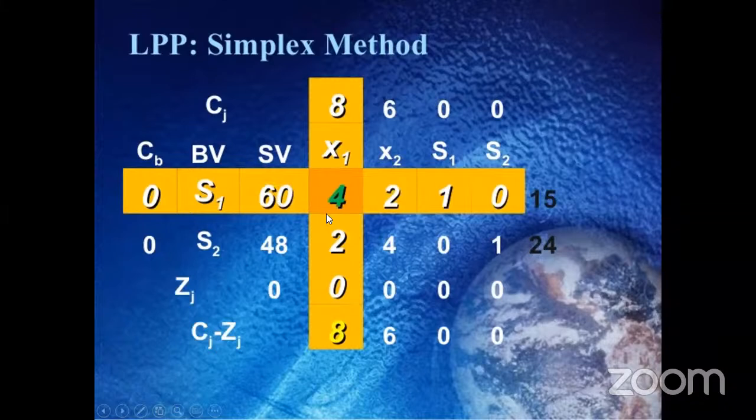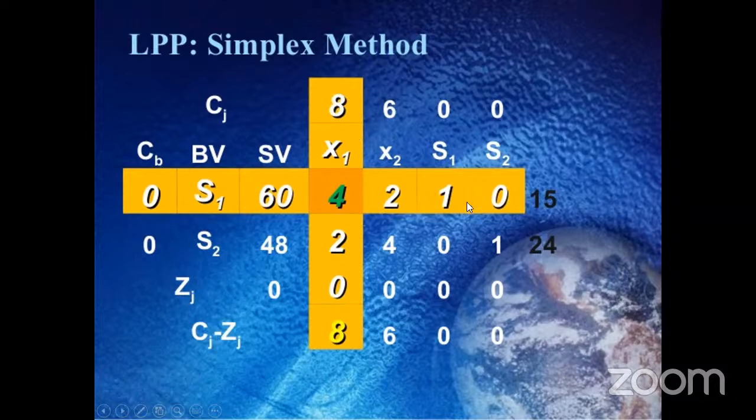See, 60 divided by 4, 4 divided by 4, 2 divided by 4, 1 divided by 4, 0 divided by 4. And in the place of basic variable, S1 is replaced with X1 because the key element we got is in this row and in this column. So which column? X1 column. So in the place of S1, X1 is replaced and in the 0 place, the X1 coefficient will appear.